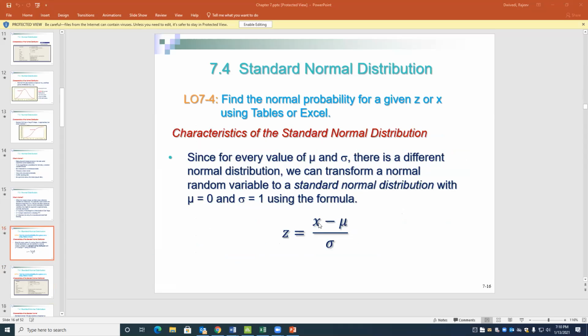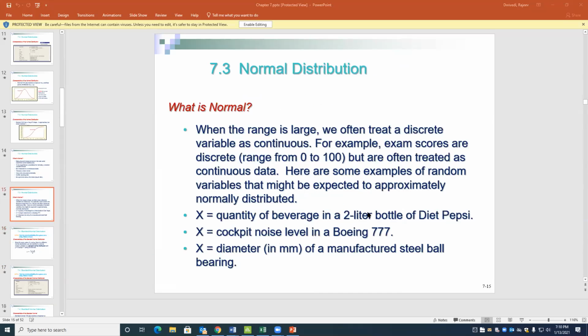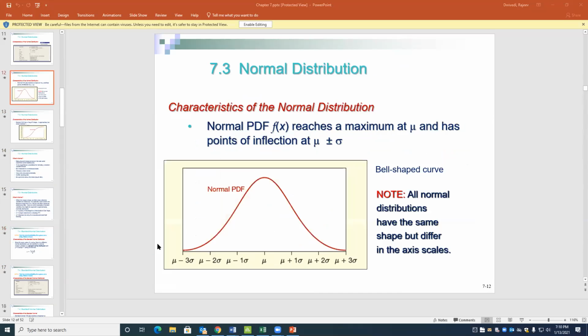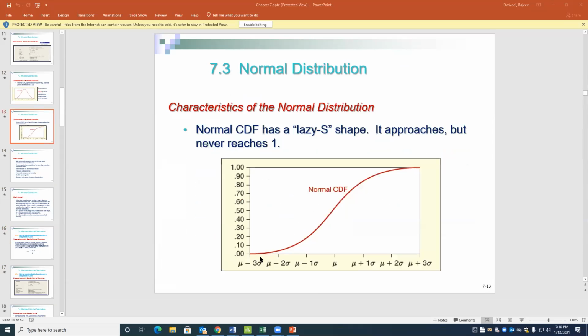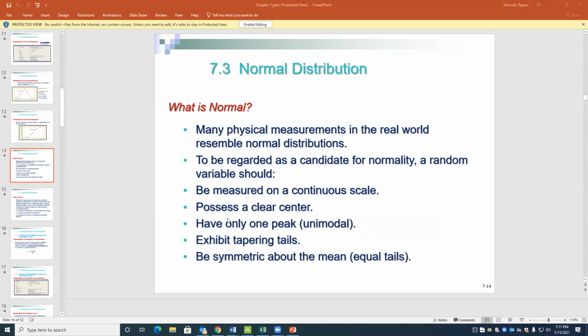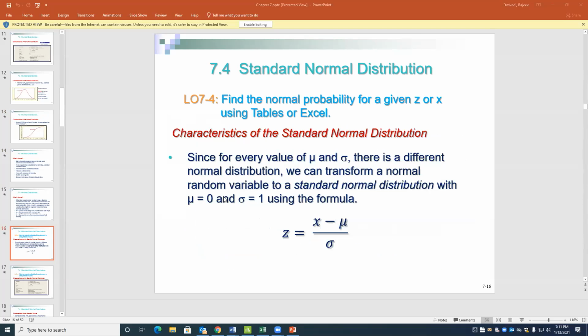Z equals X, where X means individual value, minus mu, divided by sigma. What about the clear center on the CDF? We don't have it. CDF is cumulative; this is the normal PDF. CDF will not have the center, it is cumulative. I was just talking about why it is normal. CDF doesn't have it.